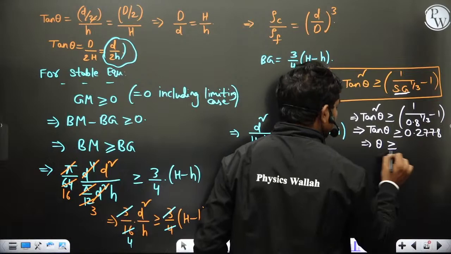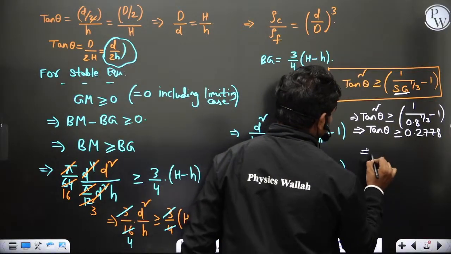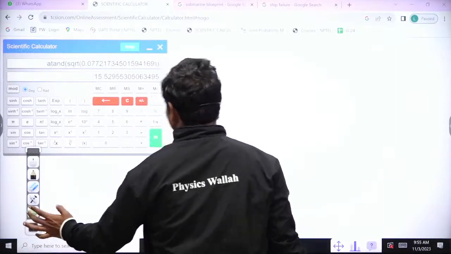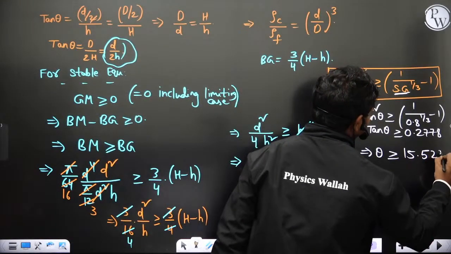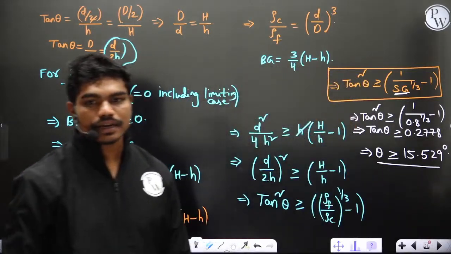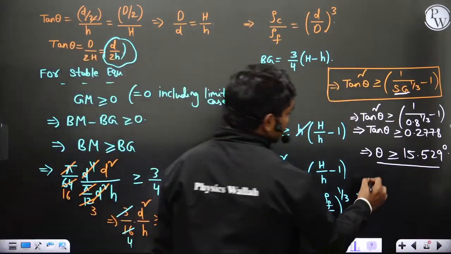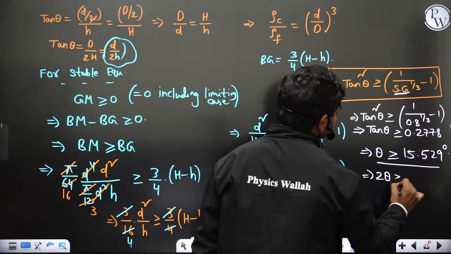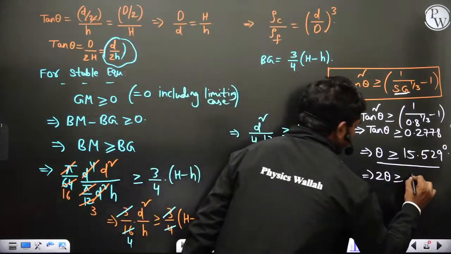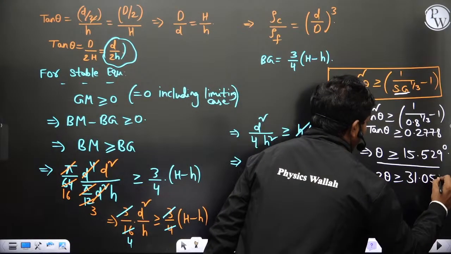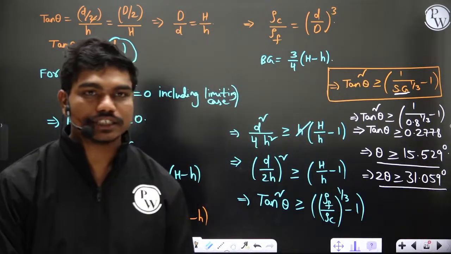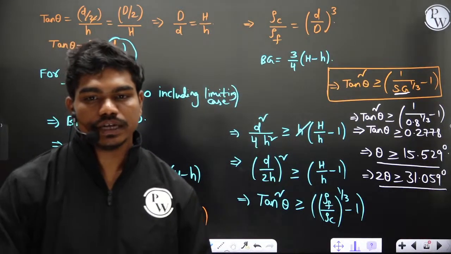So theta should be greater than or equal to 15.529 degrees. But this is only theta. But apex angle, actually, if you see, 2 theta should be greater than or equal to, if you multiply this with the 2, then 31.059. Okay, so 2 theta should be minimum of 31 degrees roughly. Clear?